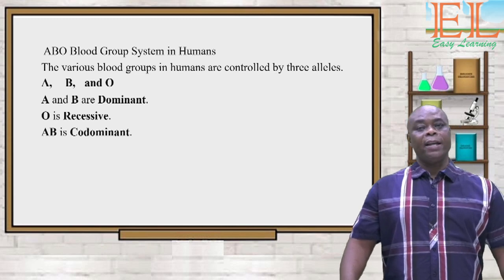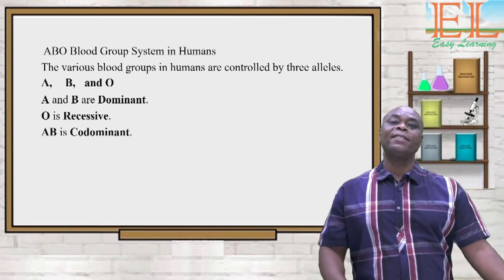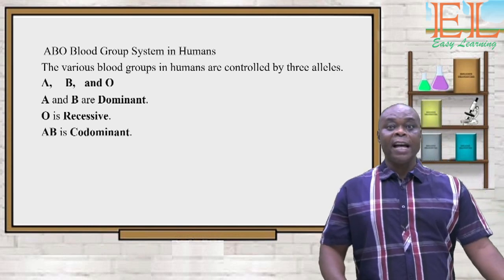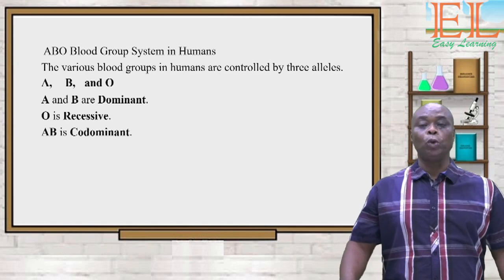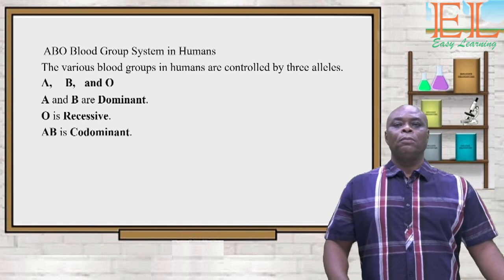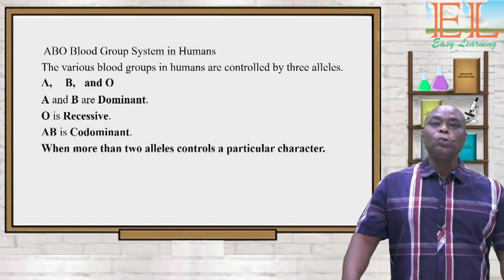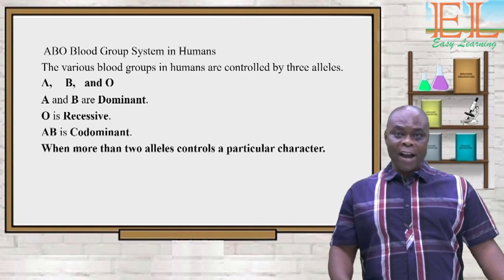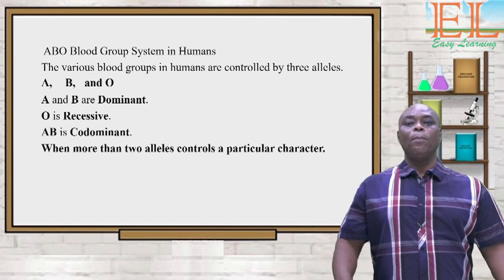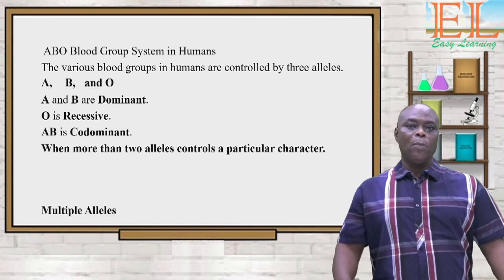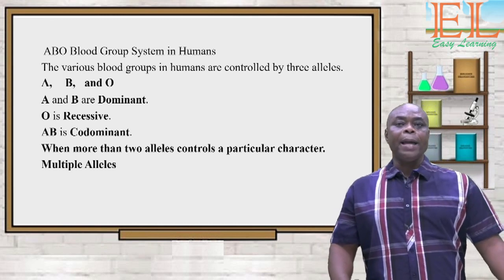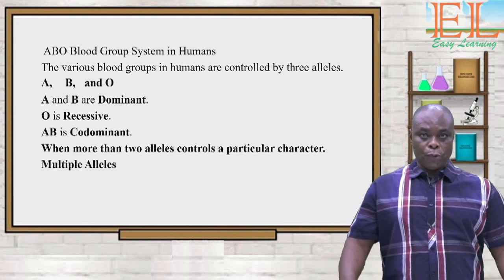AB together is known as codominance. So when a person has both A and B alleles in the body, then it means that person will not have O. Hence, will show the A and B together. A situation where more than two alleles control a particular character in an organism is known as multiple alleles. That is, multiple alleles mean a character that is controlled by more than two alleles.